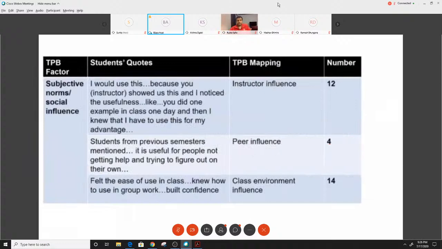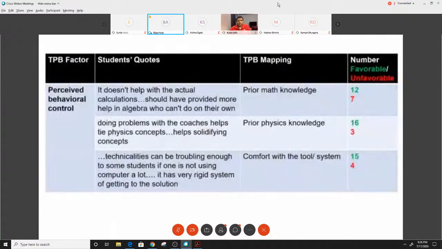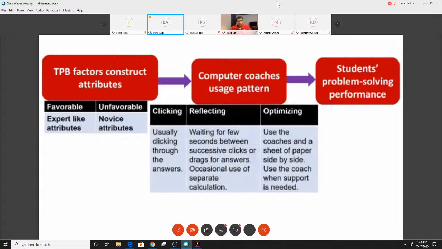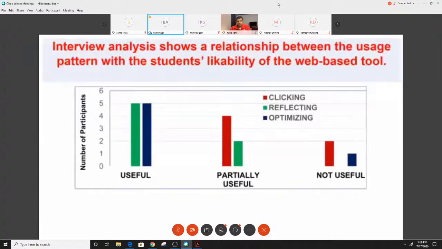novice-like thing. Likewise, behavioral control, prior math knowledge, prior physics knowledge, and comfort of the tool. These are other factors. They impact their intention of use or performance. So basically, yes, it looks like I have to go a little bit quicker here.